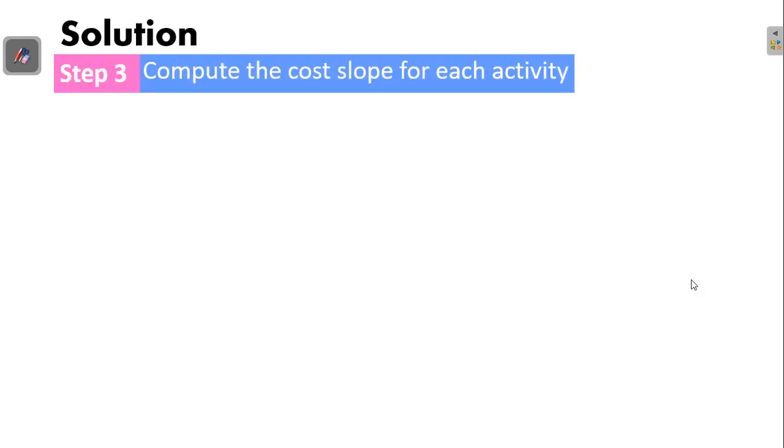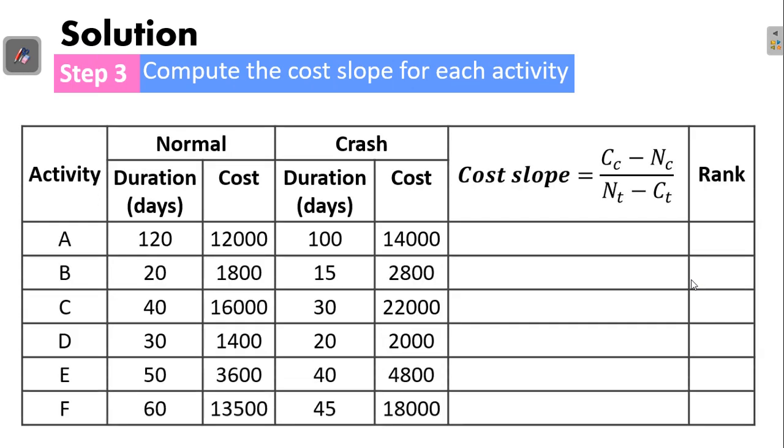The next step is the computation of the cost slope for each activity. Let's consider the table that we had previously. Now we add two columns, one for the cost slope and the other for the ranking of the cost slope. The cost slope, as I said, is the ratio of the difference between the crash cost and the normal cost to the difference between the normal time and the crash time.